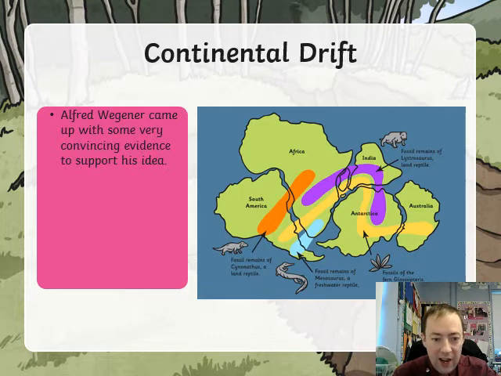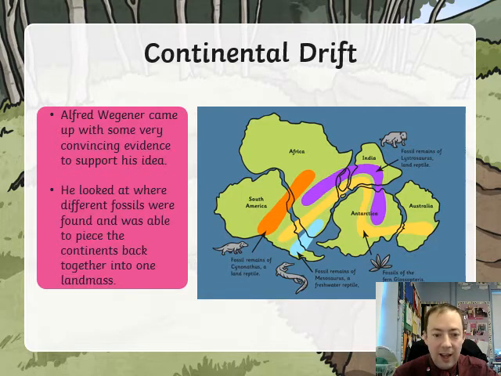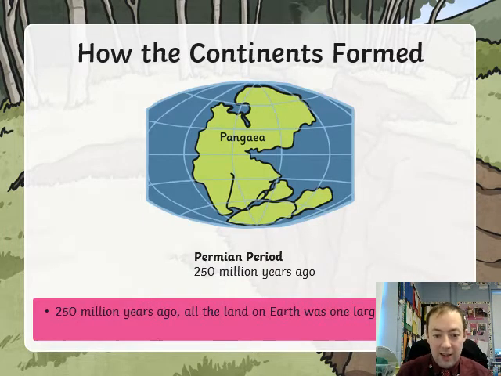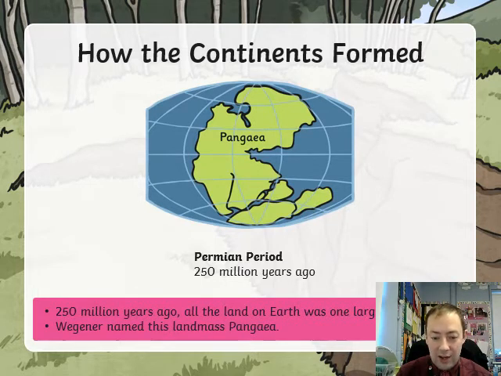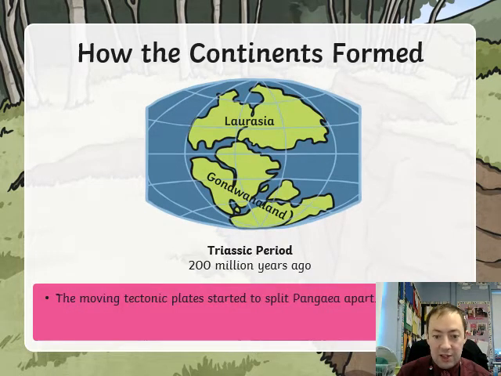Wegener came up with some very convincing evidence to support this idea. He looked at where different fossils were found and was able to piece the continents back together into one landmass. So he looked at ancient fossils and thought, if I found it on this continent, I can look at another one, and if I found a similar one, they were once one landmass, they were once close together. And this is the first continent. All the Earth was one large continent 250 million years ago, and then it gradually started to split. This was called Pangea, and it gradually started to split into different land masses.